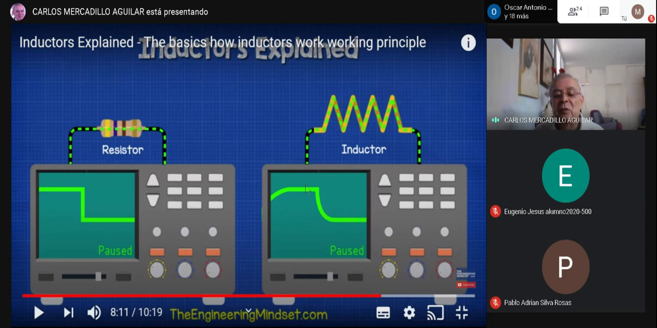This is the charge of the inductor and the discharge of the inductor. But it takes some time, but we will see something that is called the time constant.